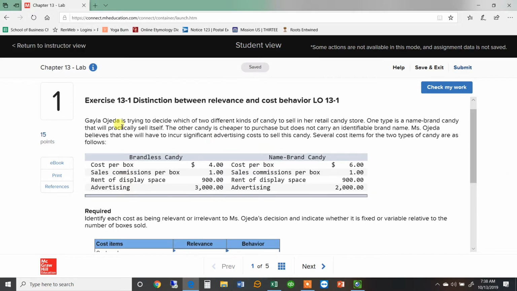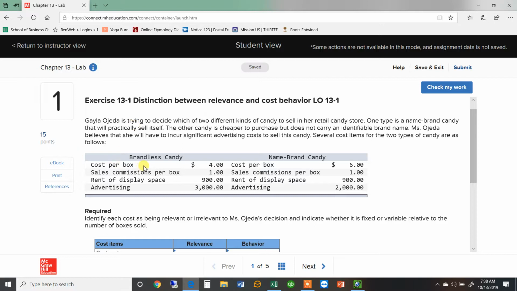So they start out with Gayla Ojeda, who is trying to decide which of the 2 different kinds of candies to sell in her retail candy store. One type is a name brand candy that will practically sell itself. The other candy is cheaper to purchase but does not carry an identifiable brand name. Mrs. Ojeda believes that she will have to incur significant advertising costs to sell this candy. Several cost items for the 2 types of candy are as follows.